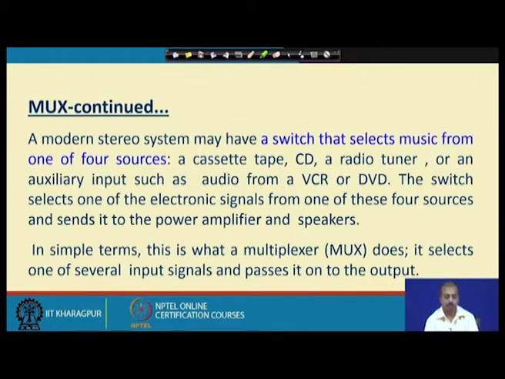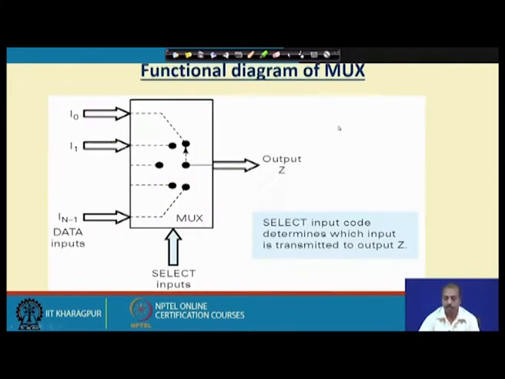That is nothing but some sort of multiplexer. What a multiplexer does is select one of several input signals and pass it on to the output. That is the basic function of a multiplexer. This is the select line, so select inputs are applied here. Depending upon the select input, logically we can say that this switch changes its position between these points, and accordingly one of the data inputs will get selected to be sent to the output. So, the select input code will determine which input is transmitted to the output.